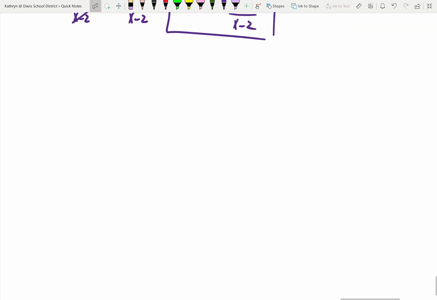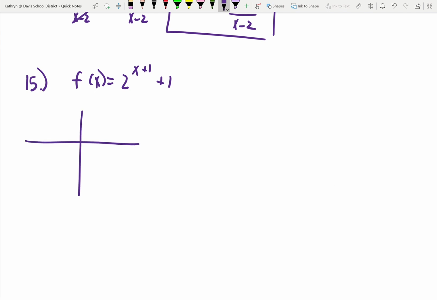All right. The last one is number 15. So the equation is f of x is 2 to the x plus 1, plus 1. So they want the domain, they want the intercepts, they want the asymptote, and they want the graph. Remember, this is the one where I want you to graph it first, okay? And then answer all those questions based upon your graph.